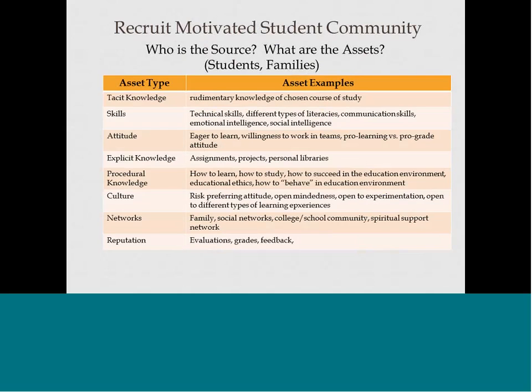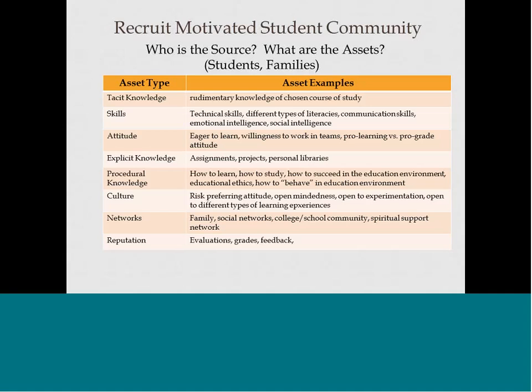Our third subcapability, recruit a motivated student community, has a little bit different set of intellectual capital assets. We want our students to have some rudimentary knowledge of their chosen course of study that we can build upon. Skills, they need technical skills, they need different kinds of literacy. They need communication skills, emotional intelligence, social intelligence. In terms of attitude, we would want them to have an eagerness to learn, a willingness to work in teams. It would be great if they were pro-learning versus pro-grade in their attitudes.